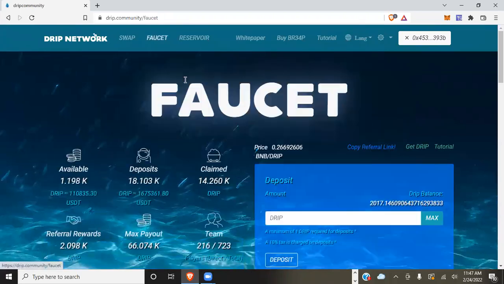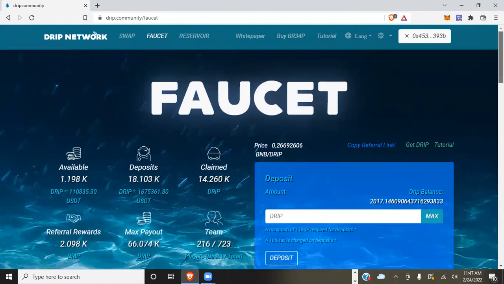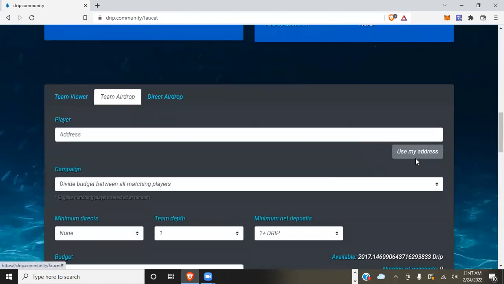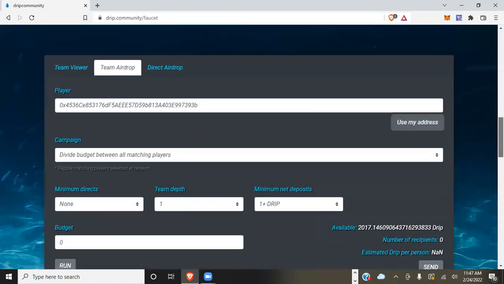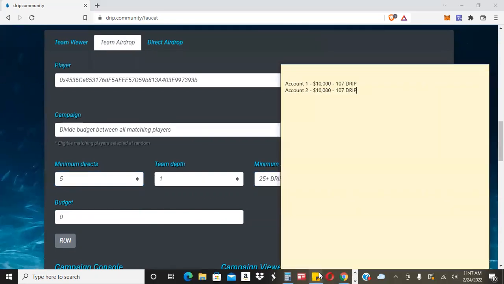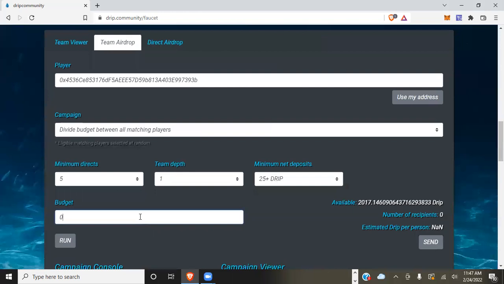Where are we here? Faucet. So here, even with the price looking the way it is, 1.675361. Almost 1.7 million deposited here. Got a nice six figures here that I'm going to withdraw. And we will go to the airdrops. Boom. Boom. Boom. What was it, 107? 107 drip.